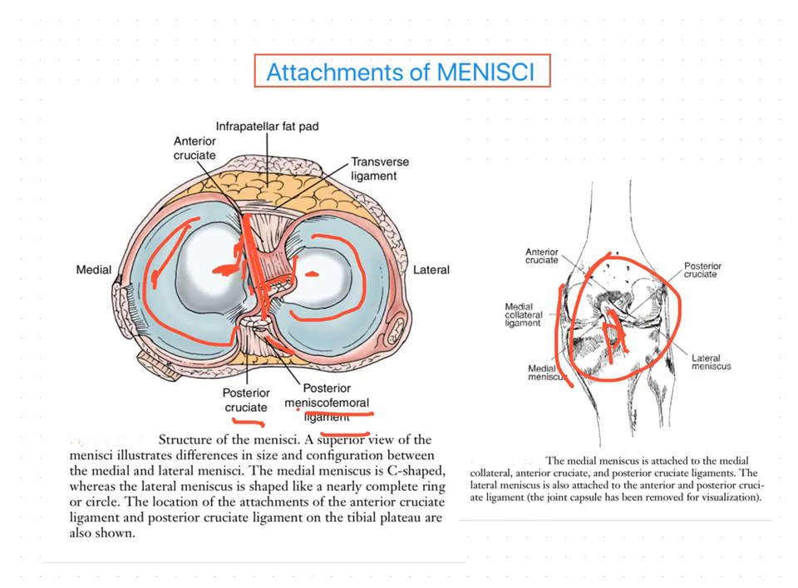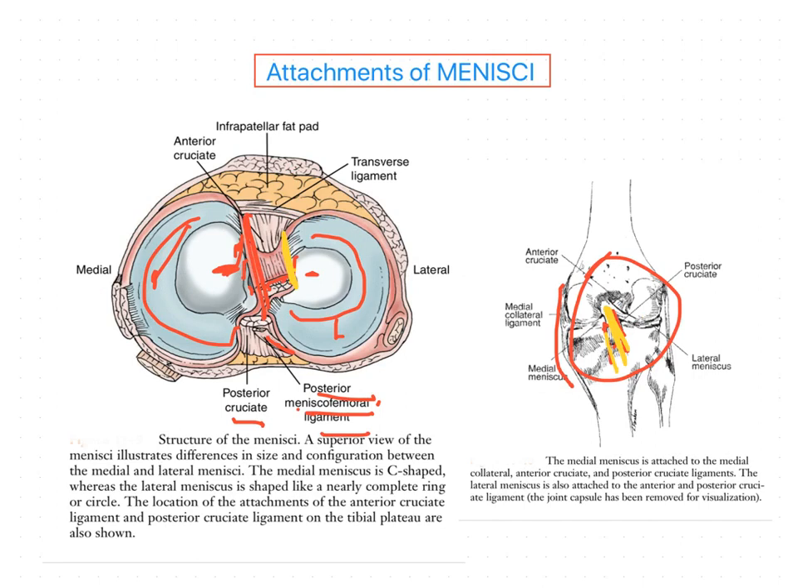If you see the lateral meniscus, it is attached to the posterior meniscofemoral ligament. So this lateral one is also attached to the posterior meniscofemoral ligament, and also the posterior cruciate ligament. It is also attached to the anterior cruciate ligament and the popliteus muscle on the lateral aspect. Okay, these are all the attachments of the menisci.